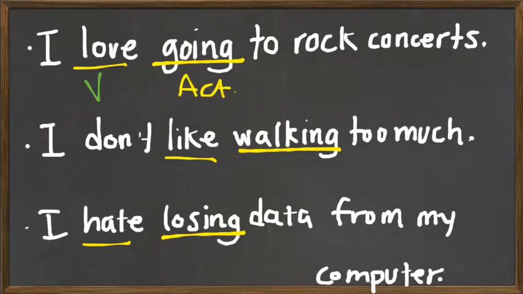In the second one, I don't like walking too much. Like would be our verb, and walking would be our activity. In the third one, I hate losing data from my computer. Here we have our verb hate and the name of an activity, that is losing.